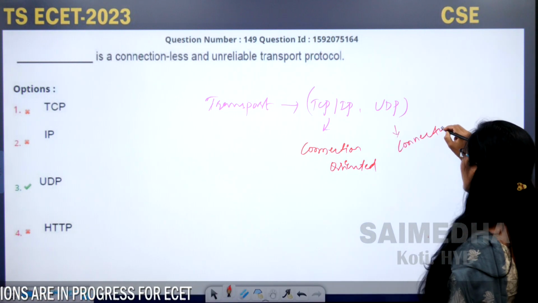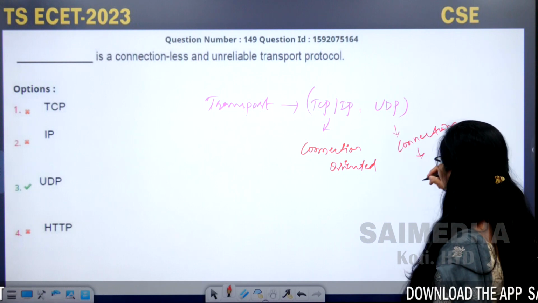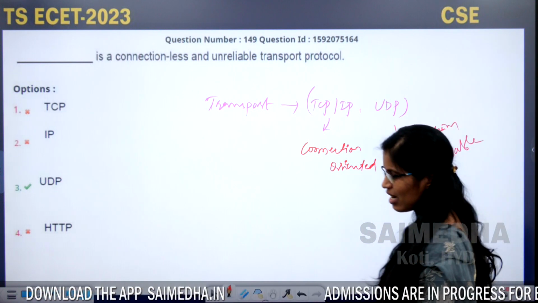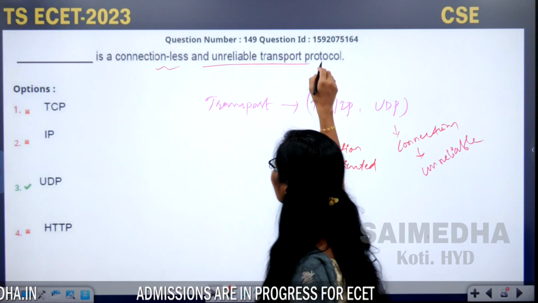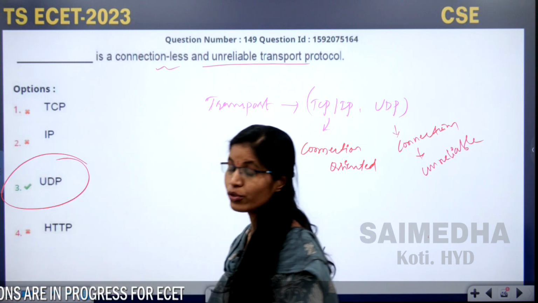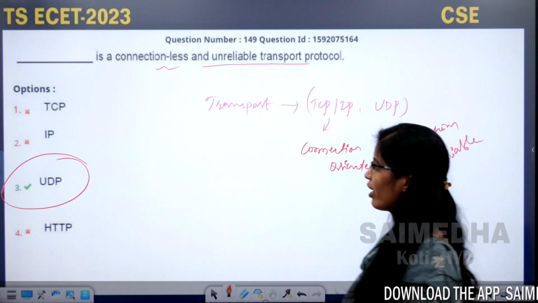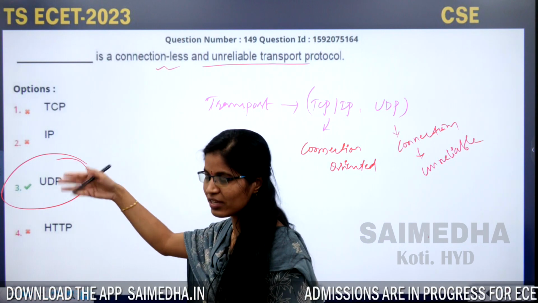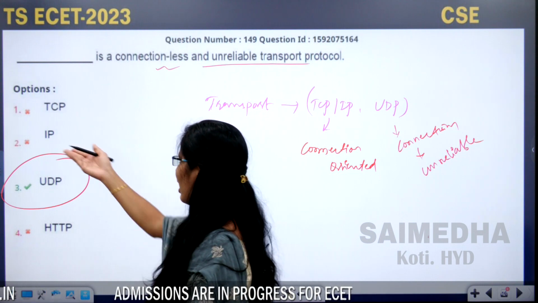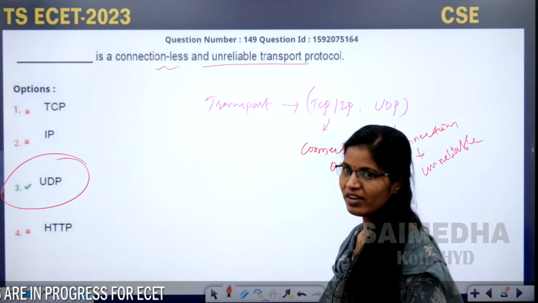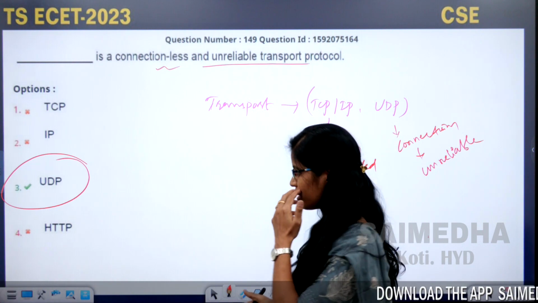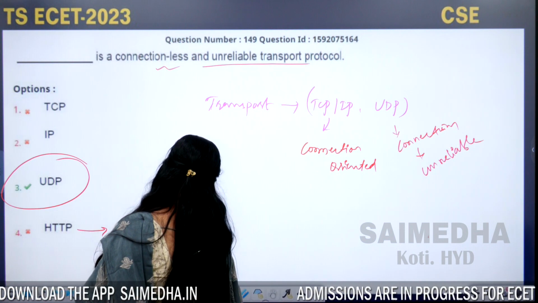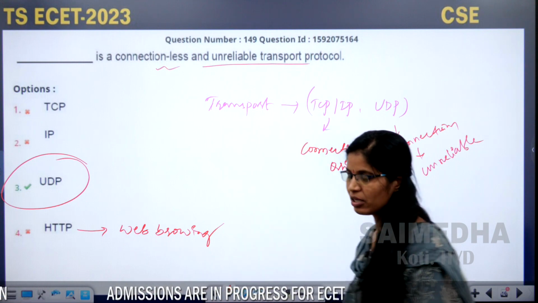There is no connection in UDP, it is connectionless, and there is no reliability, so it is an unreliable protocol. UDP is unreliable, TCP is reliable. They are asking about connectionless as well as unreliable, so the answer is UDP, user datagram protocol. TCP is the reverse of UDP: connection oriented as well as reliable. IP is used for each and every device, with IPv4 and IPv6 addresses. HTTP is used for web browsing, including HTTPS also.